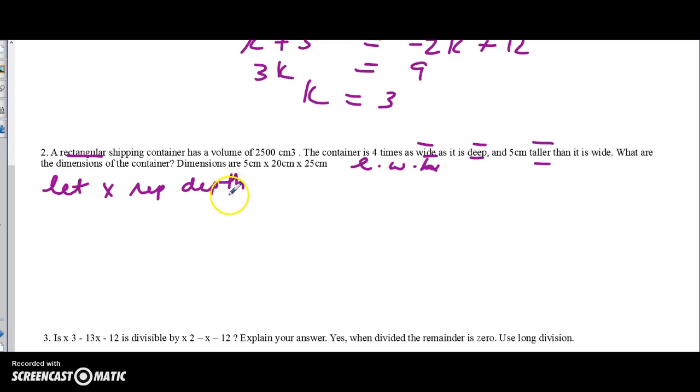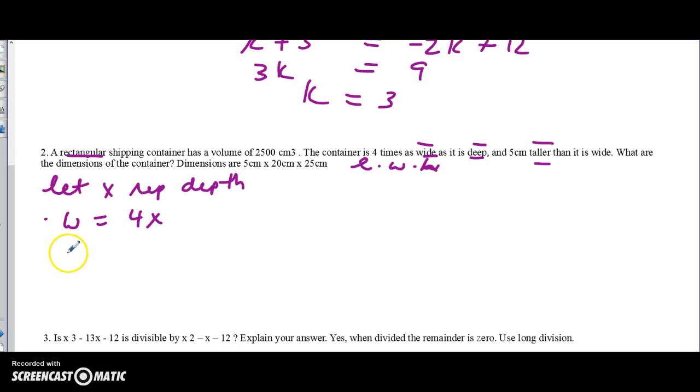Let x represent the depth, and then when you go through it, you want to talk about width. So you're going to have a couple of equations here. You want to look at the width. The width here will be w, and you could say let w represent the width if you want. And w is equal to 4 times the depth, which is 4 times x.